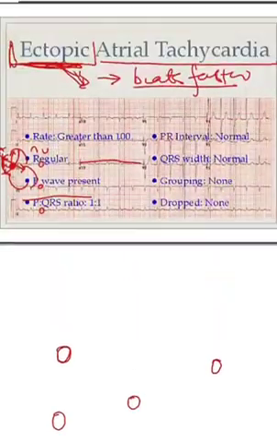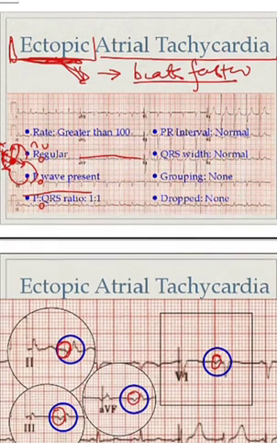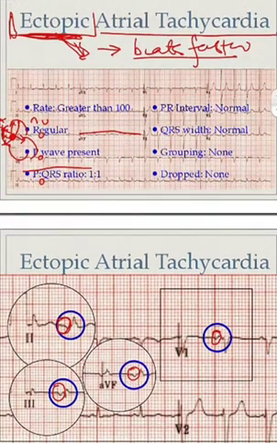PR interval also varies. QRS width is normal. QRS is not disturbed, right? So its width is normal. There is no grouping or dropped beat.